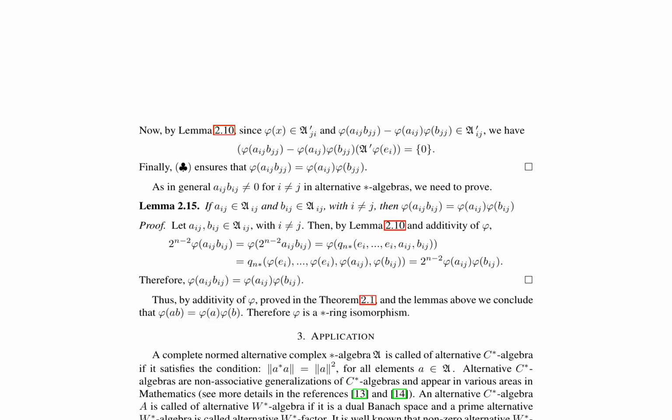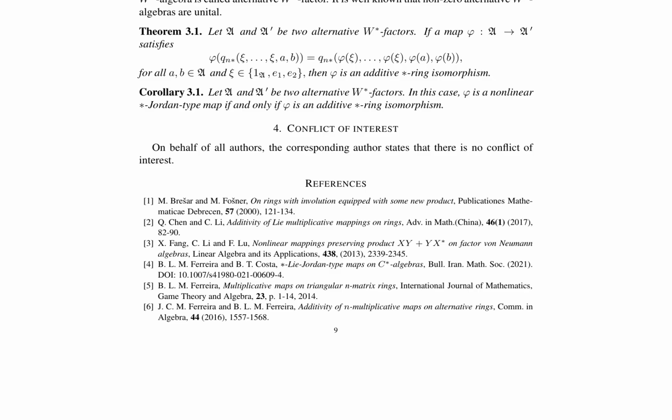The application section introduces alternative C*-algebras, non-associative generalizations of C*-algebras that appear in various areas of mathematics. These algebras are characterized by the condition (AB)B equals A(BB) for all elements A of the algebra. Alternative W*-algebras are defined as dual Banach spaces, and prime alternative W*-algebras are referred to as alternative W*-factors. Notably, non-zero alternative W*-algebras are unital.